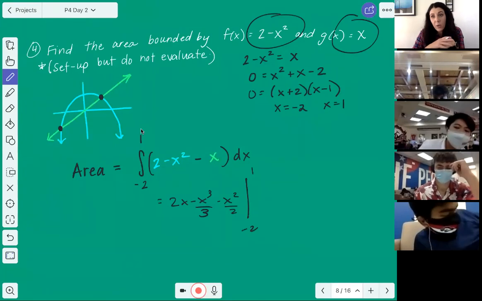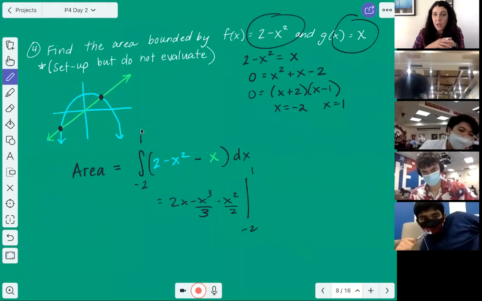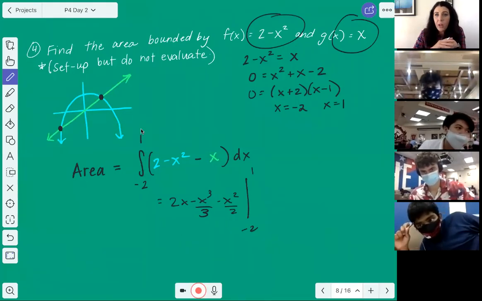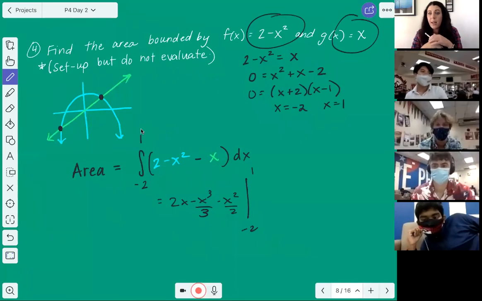Okay, this again would be no calculator. So it'd be a lot of adding and subtracting of fractions, but that's an expectation on this exam. Just for the purposes of time, we're not going to do that here. Okay, are there any questions on how to find area between curves? Find intersection points. Go ahead, Kevin.